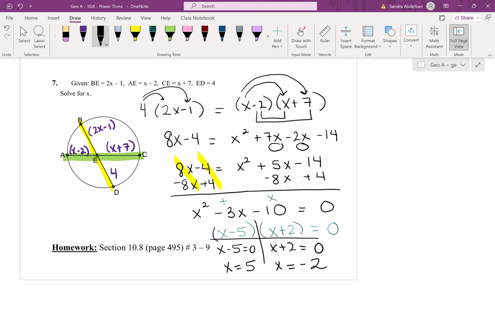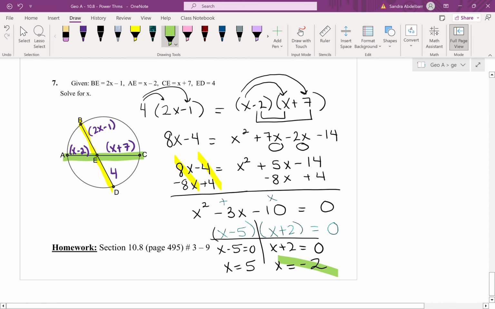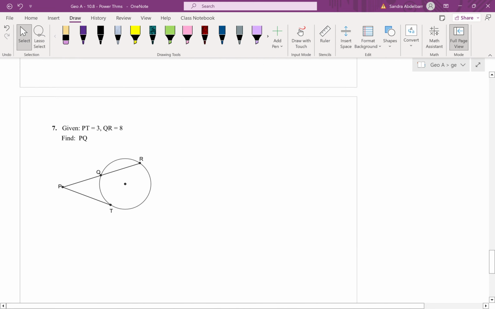You are allowed to have a negative x. What are you not allowed to have? A negative segment when you plug in. Can you have a zero segment if you plug in? No. So right here, let's do the negative 2. If I do negative 2 minus 2, isn't that negative 4? Can I have that? No. For that reason, I am rejecting the negative 2. So now we just have x equals 5, and it said solve for x, so that's my only answer.